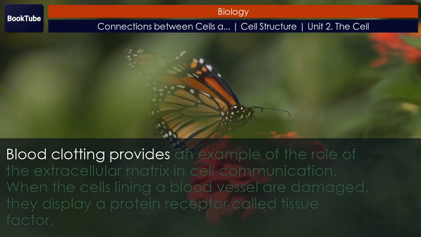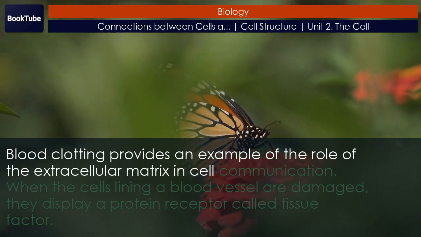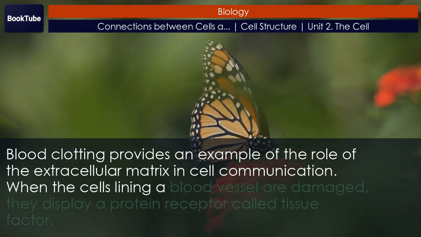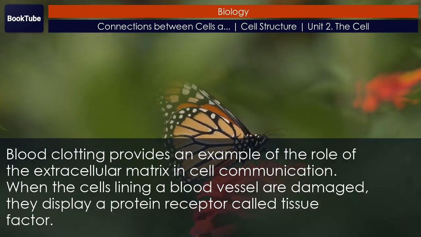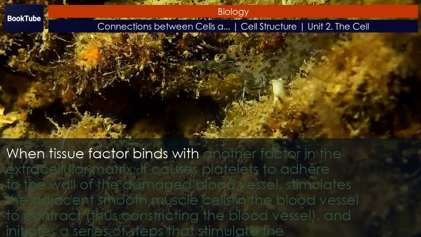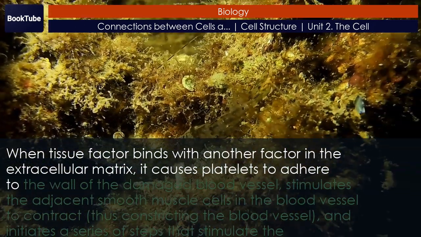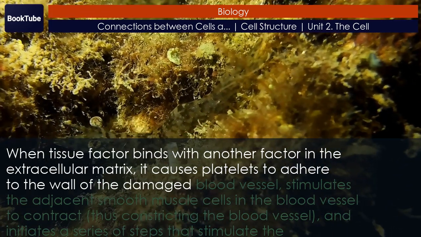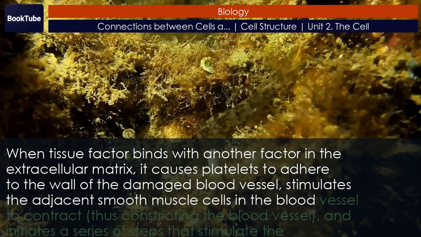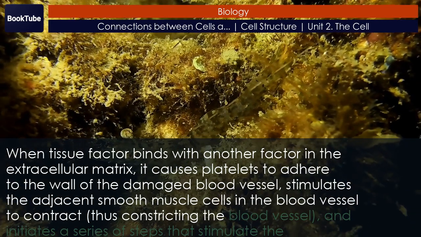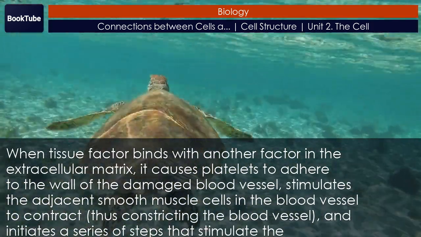Blood clotting provides an example of the role of the extracellular matrix in cell communication. When the cells lining a blood vessel are damaged, they display a protein receptor called tissue factor. When tissue factor binds with another factor in the extracellular matrix, it causes platelets to adhere to the wall of the damaged blood vessel, stimulates the adjacent smooth muscle cells in the blood vessel to contract, thus constricting the blood vessel, and initiates a series of steps that stimulate the platelets to produce clotting factors.